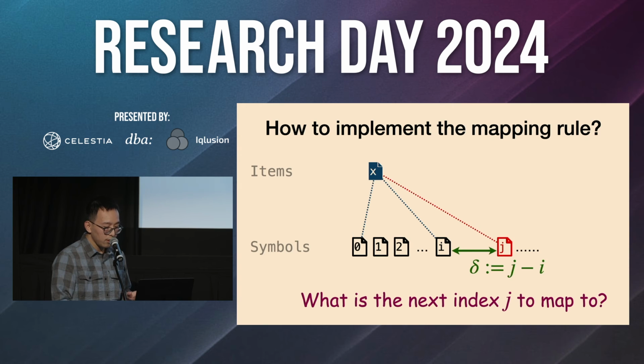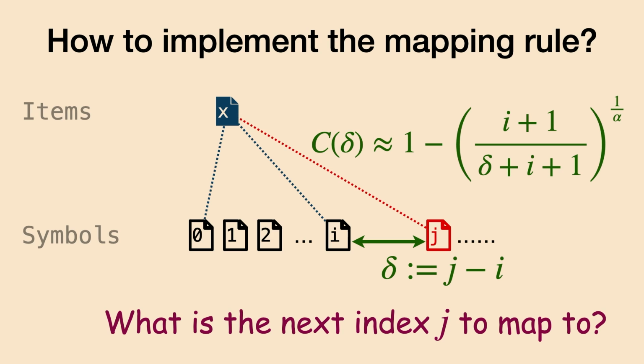So delta is a random variable, and its distribution is determined by the current index i and the mapping probability function rho i. And very surprisingly, and very fortunately, we get a nice closed-form approximation of the cumulative mass function of delta. I will refer you to the paper for the algebra, but the end result is that you can very efficiently sample from the random variable delta.